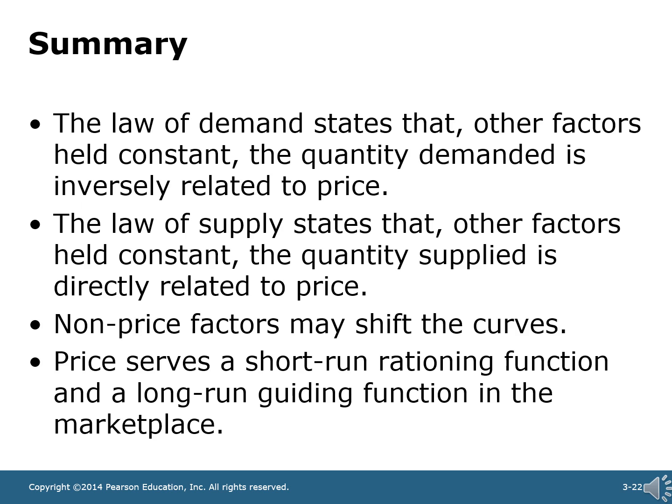Now in the short run, prices serve the rationing function. So they determine who is going to get what goods, who's willing and able to purchase it, at what prices they're being sold. Now prices in the long run guide the marketplace. So they guide the allocation of resources. What industry are we going to use these resources to produce in?